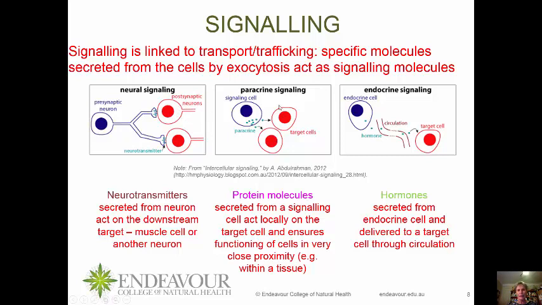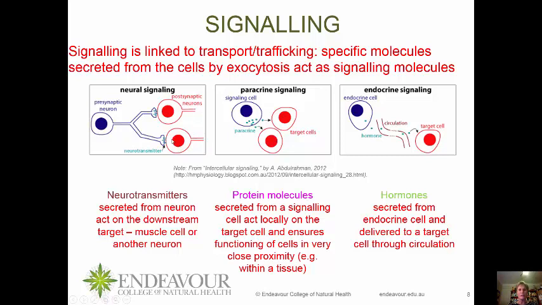So there are 3 types of signaling. You have neural signaling, paracrine signaling, and endocrine signaling. In neural signaling, you can see here you have a neuron. It's called a presynaptic neuron. You'll learn more about that when we do the nervous system. It is actually a cell, a particular type of cell. That cell releases proteins called neurotransmitters, which are these little structures here, and they go and attach to the postsynaptic neuron, so other neuron cells. And they act downstream on a target cell. So it may be a muscle cell or it may be another neuron.